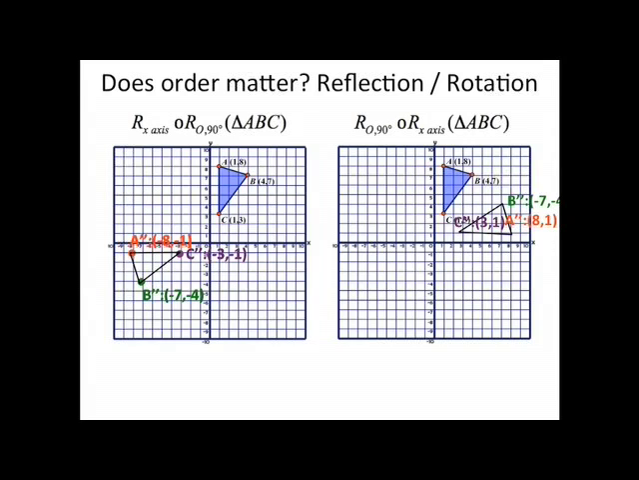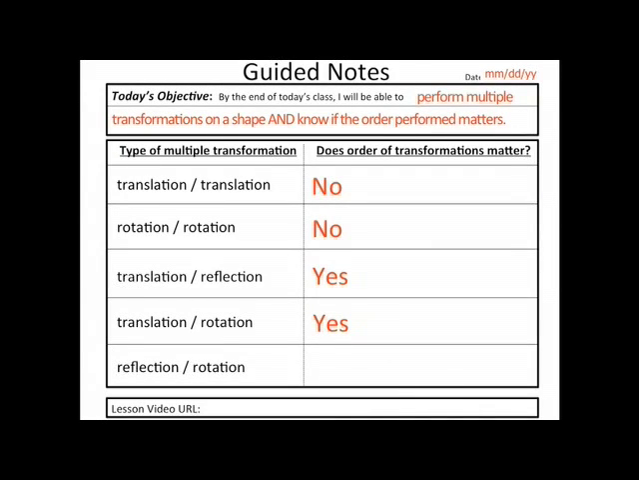And now the question is, are these two triangles that have been transformed twice but in a different order the same or are they different? And the answer is that they are different. So does the order in which the transformations are done make a difference? And the answer is yes. Yes, it does.